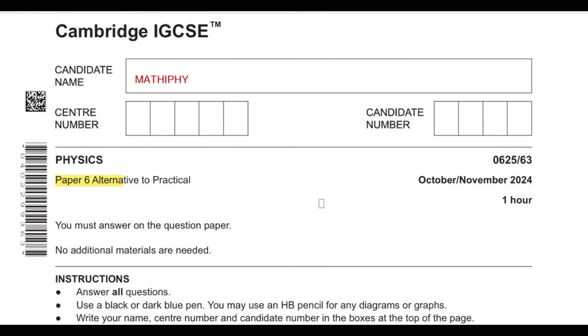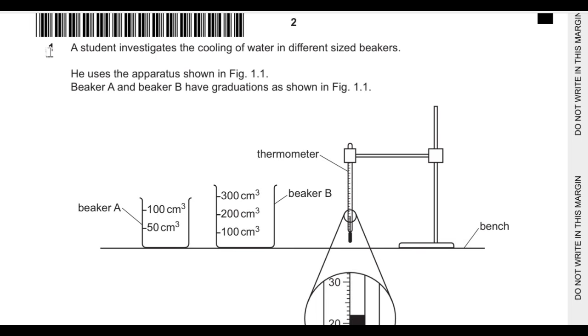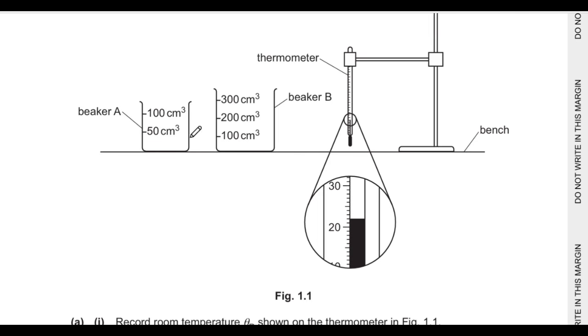In today's video, we will do paper 6 of course code 0625, October-November 2024, variant 3. Question number 1 says a student investigates the cooling of water in different sized beakers. He uses the apparatus as shown in figure 1.1. Beakers A and B have graduations as shown in figure 1.1.